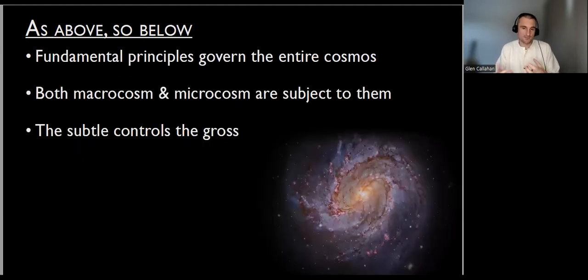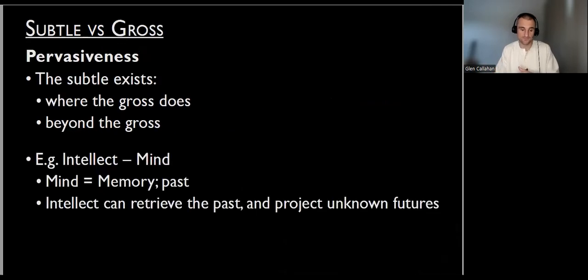This phrase, as above, so below. One of the ways we can think of it is to say that there are fundamental principles that govern the entire cosmos. That what happens in the microcosm is happening in the macrocosm. So that both are subject to these fundamental principles. One of the ways to understand this phenomenon is recognizing that the subtle controls the gross.